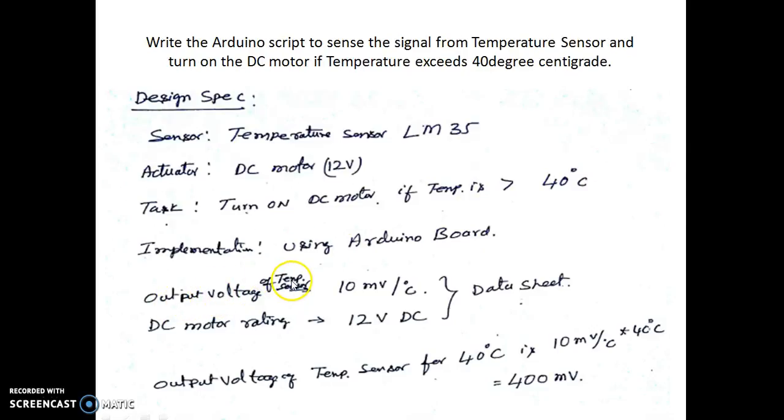The output signal from the temperature sensor has a sensitivity of 10 millivolt per degree centigrade, meaning for every degree centigrade change in temperature, the output voltage changes by 10 millivolt, which is from the data sheet. The DC motor rating is 12 volt DC. So the output voltage of the temperature sensor for 40 degrees centigrade, with this sensitivity, happens to be 400 millivolt.